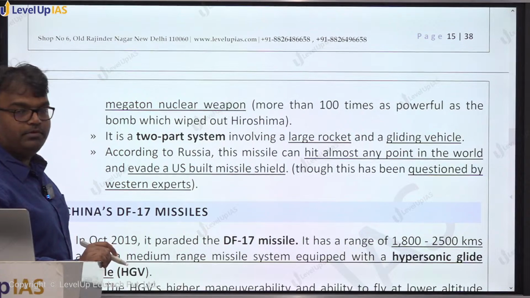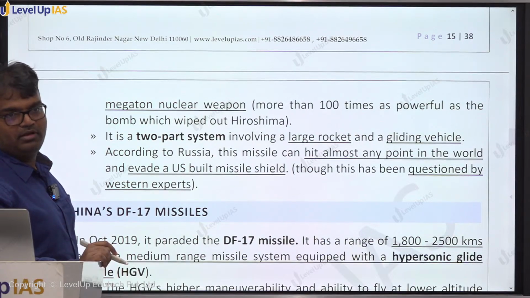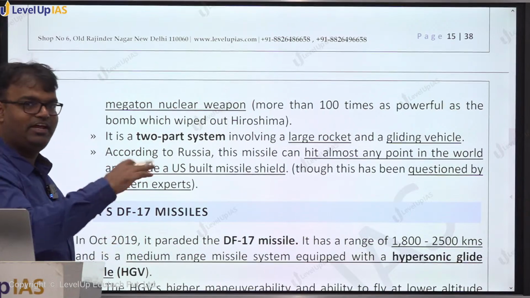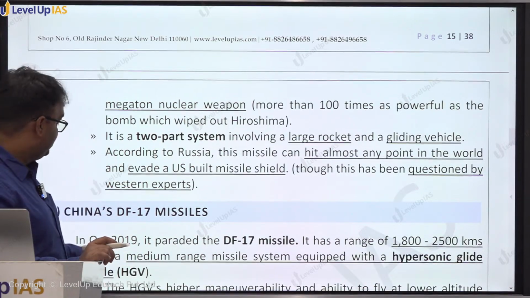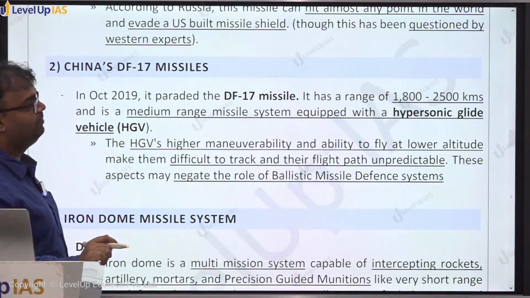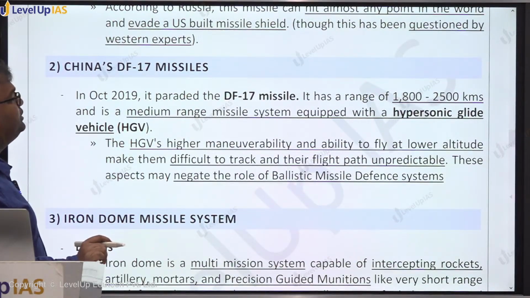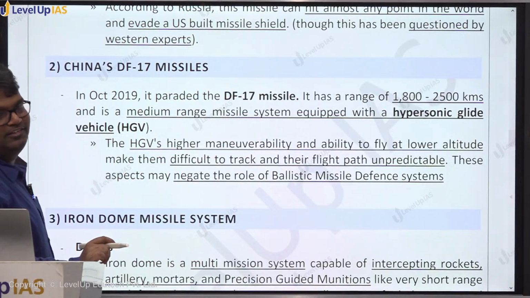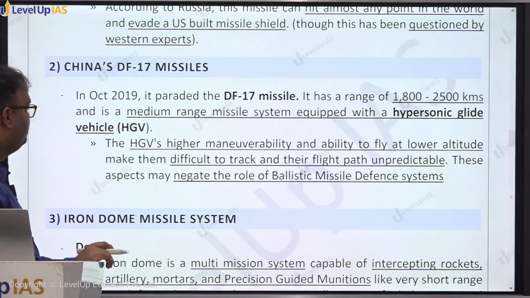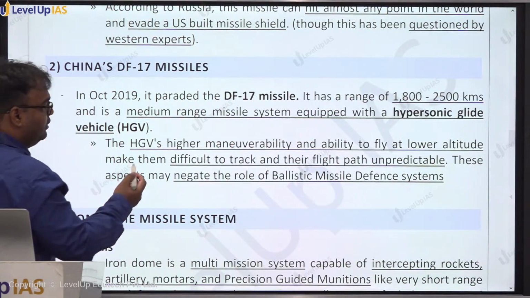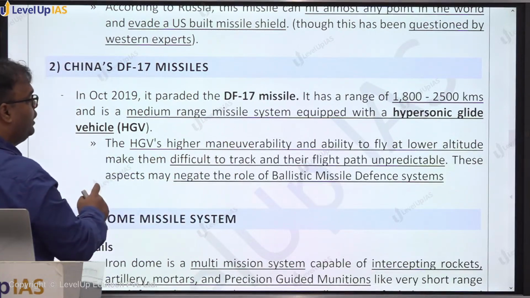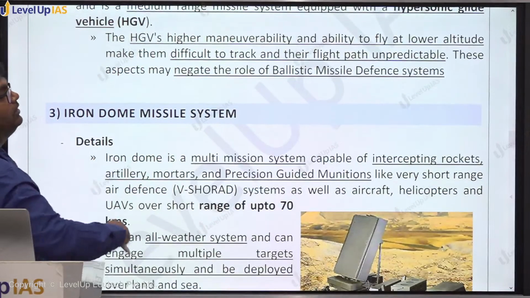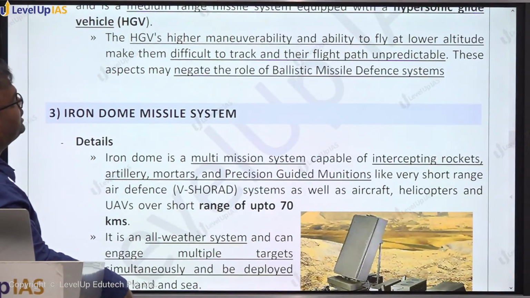तो जो ये मिसाइल्स आ रहे हैं ना, कौन से मिसाइल्स? Ballistic missiles which can glide, they are emerging as major issues, major threats. चाइना का भी एक है DF-17 missile. It has a range of 1800 to 2500 kilometers and is a medium range missile system equipped with hypersonic glide vehicle. अब इसका 2000 किलोमीटर तो इंडिया को ही टारगेट कर रहा होगा, या उधर जापान, साउथ कोरिया, सबको ही टारगेट कर रहा होगा. The hypersonic glide vehicle's higher maneuverability and ability to fly at lower altitude make them difficult to track and their flight path unpredictable. These aspects may negate the role of ballistic missile defense system.